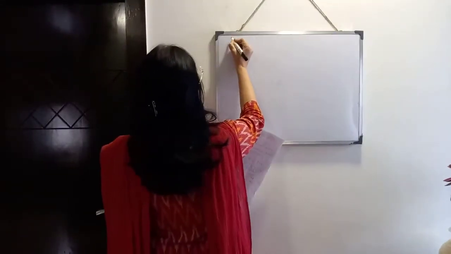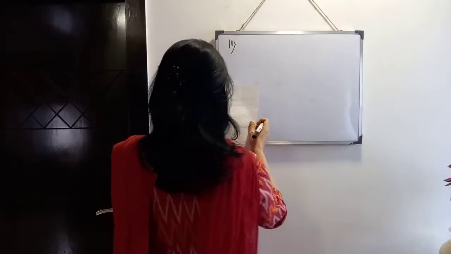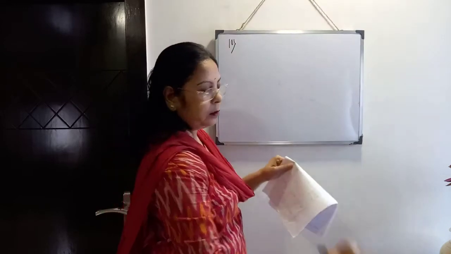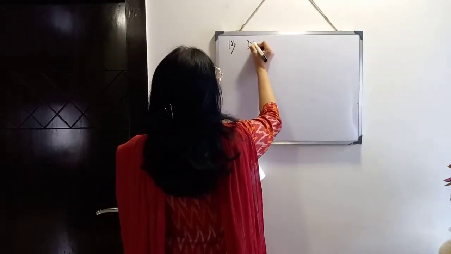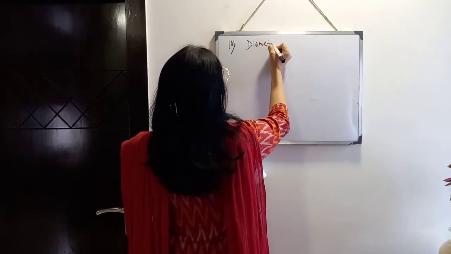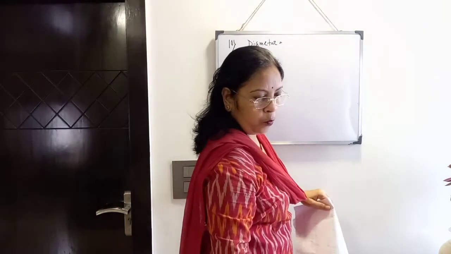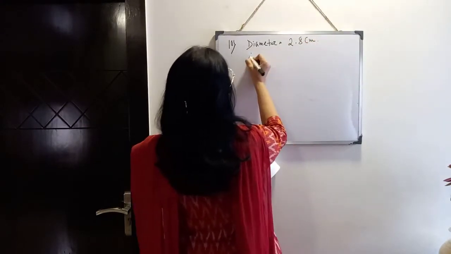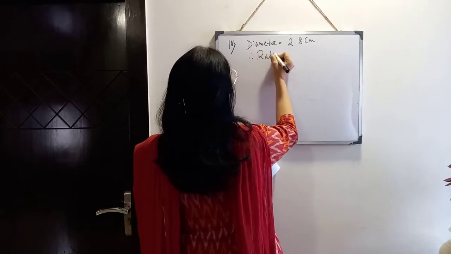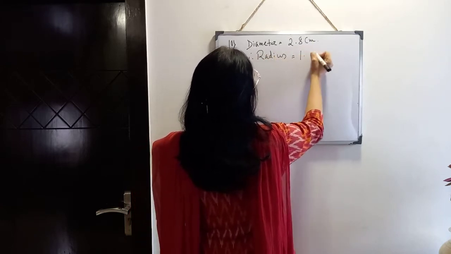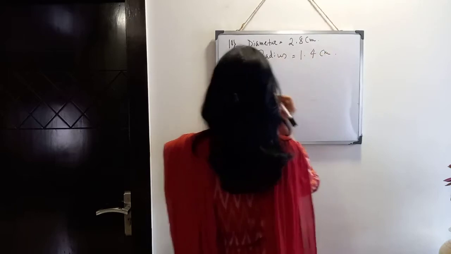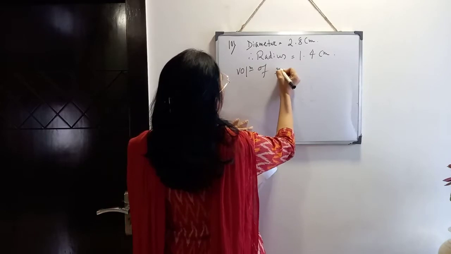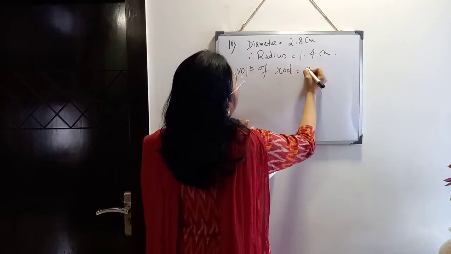Number 10. Okay, that is diameter, not radius. In my book there was a mistake. Diameter is 2.8 centimeter. Therefore radius 1.4 centimeter. And volume of rod. This is the cylindrical shape.